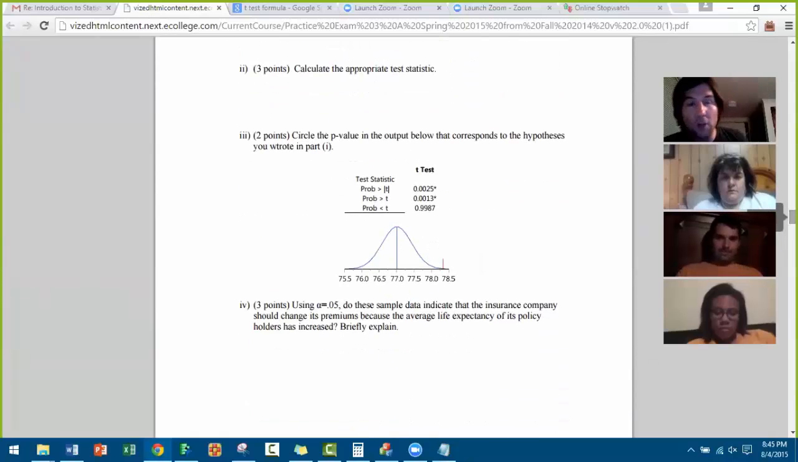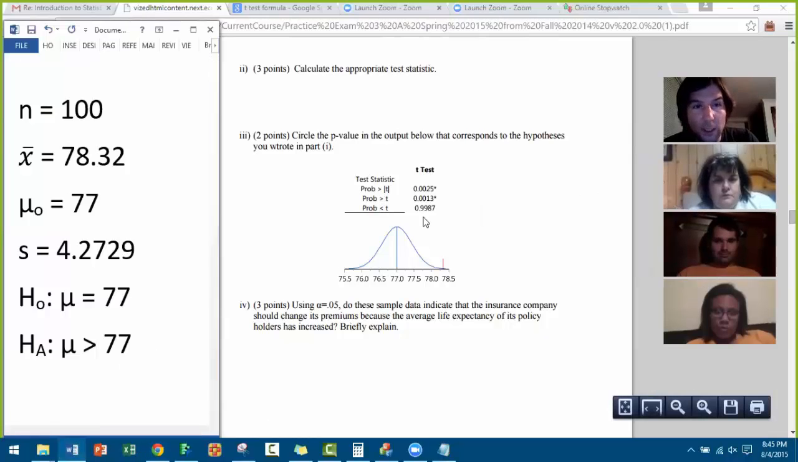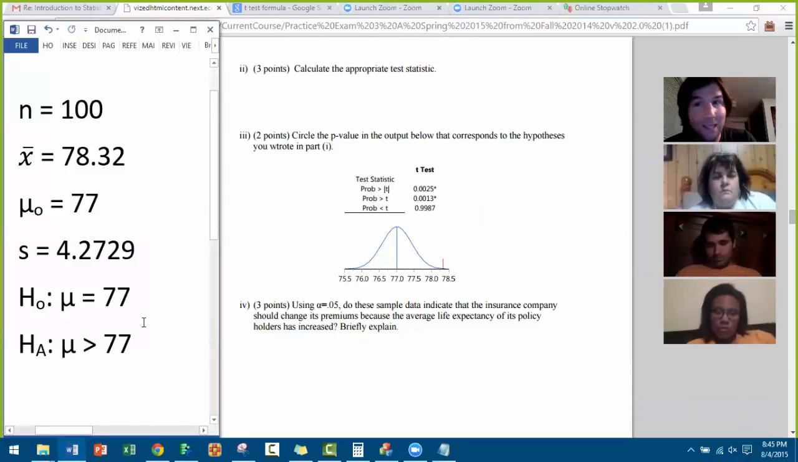Down here at the bottom, circle the appropriate p-value. This was a greater than test, so we need to do probability greater than. Remember, the way we set up our alternatives is the way it's going to point. You see how this one right here points this way and this one right here points this way? That's the right alternative. So we're shading to the right, which is an area we can barely see.